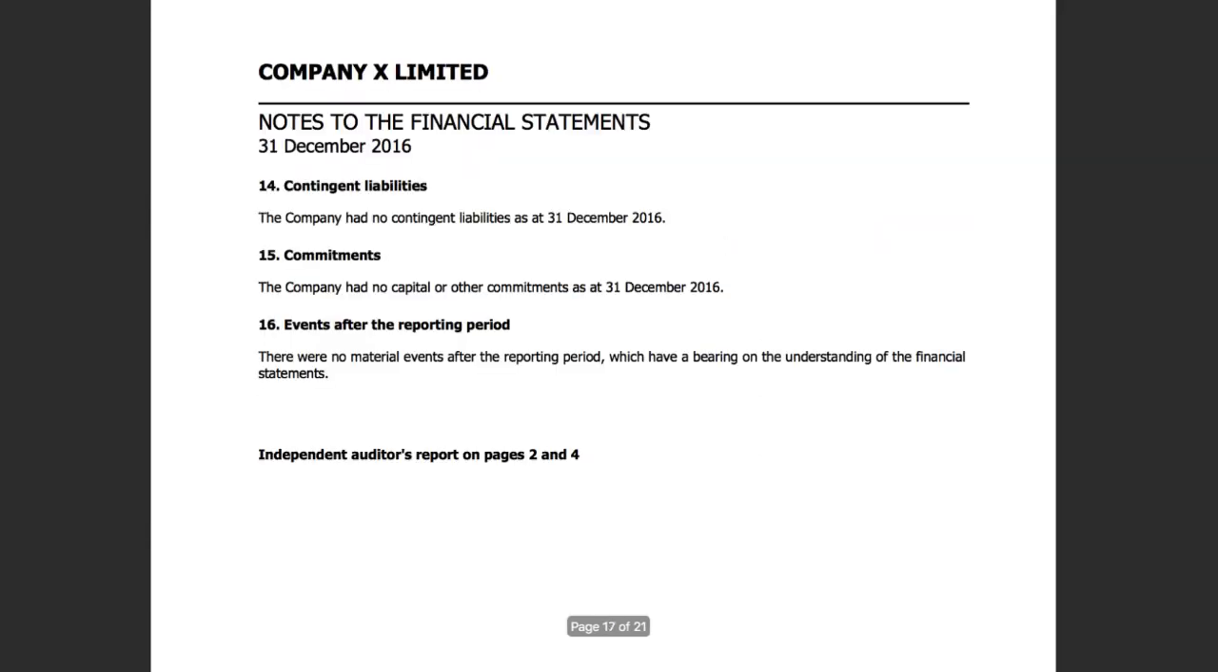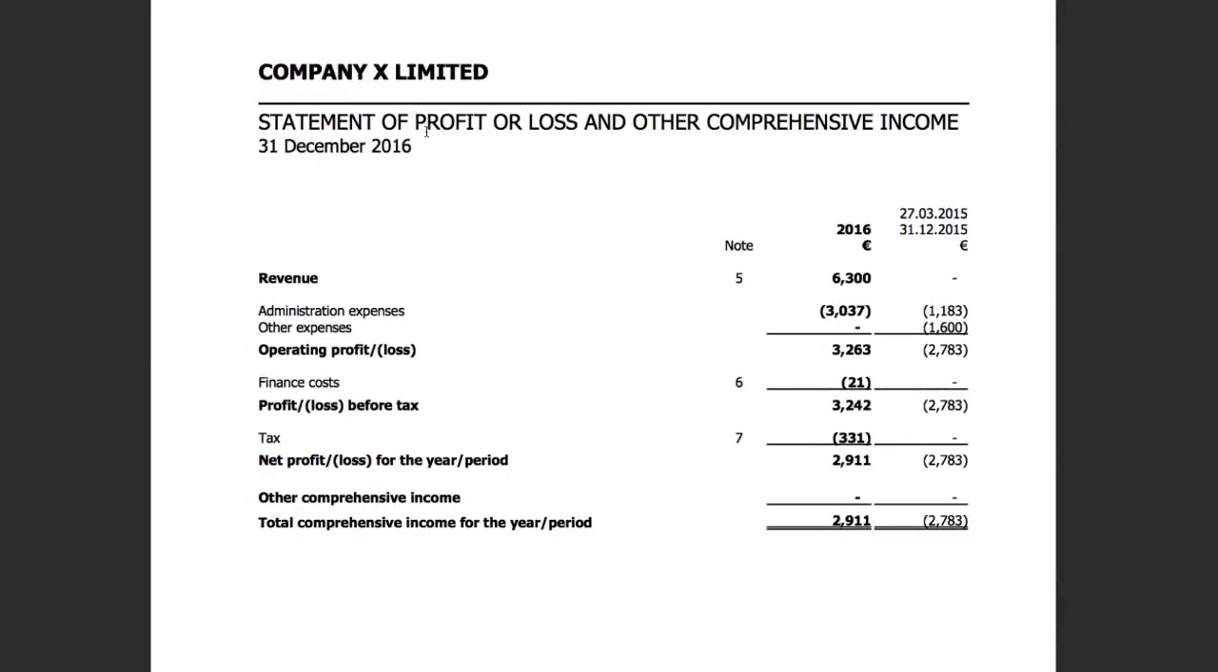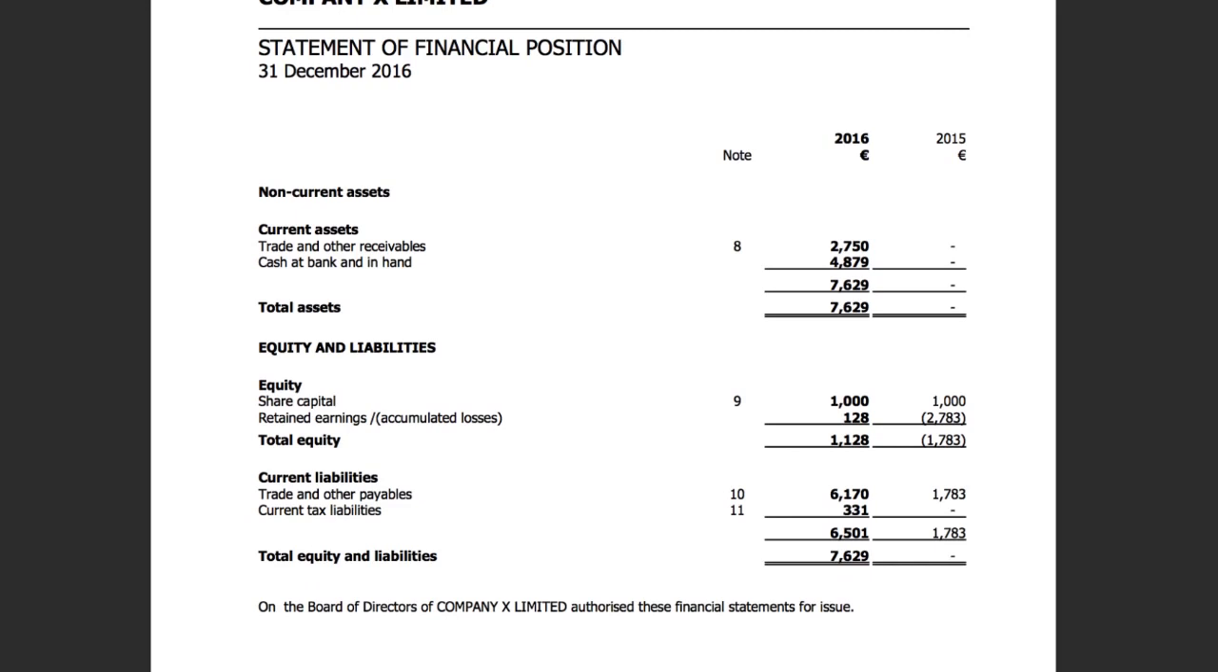At this stage, we have analyzed the income statement, which is on page 7 of the financial statements, and we will move on to page 6, which is the balance sheet. This is again very important, as the statement of financial position, which used to be called the balance sheet, shows all the assets and all the liabilities of the company. Starting from the non-current assets, the current assets, trade and other receivables of 2,750, cash at bank 4,879, which come to 7,629 euros worth of assets.